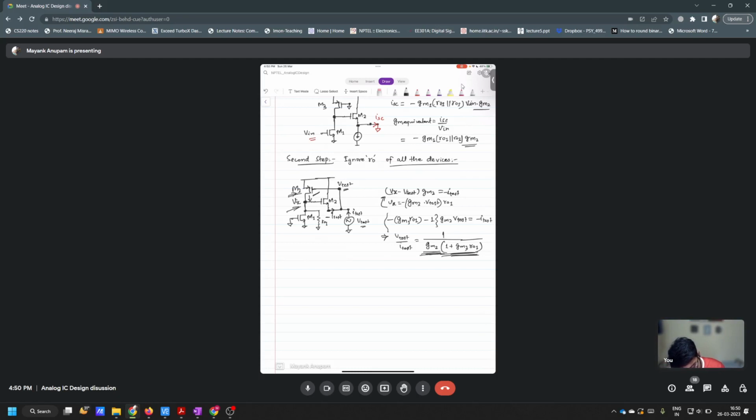And M2 is a common follower, a source follower. So this should go down, isn't it? Yes, sir. So basically, even just from the equation, Vx will decrease whenever V test increases. Right, exactly.